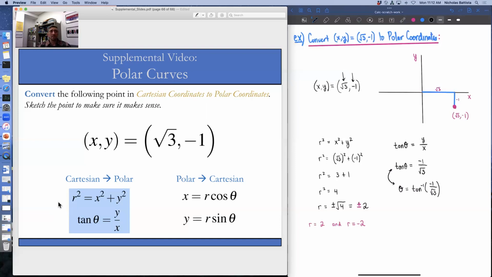So let's just remember some things about unit circles and the angles of those unit circles for sine, cosine, and tangent.